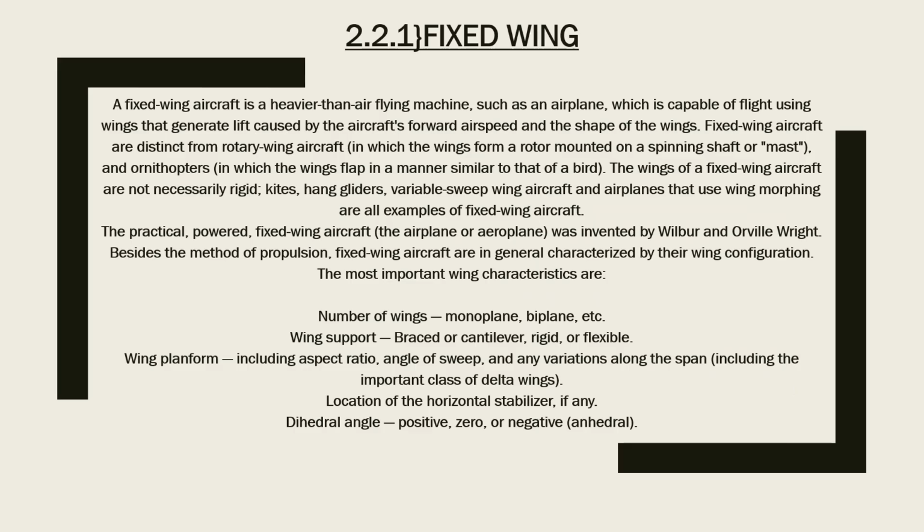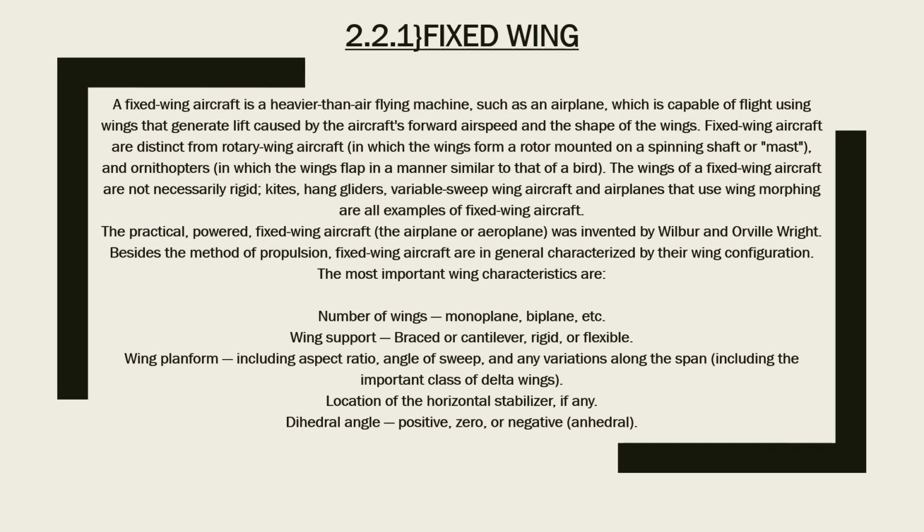Fixed wing. A fixed wing aircraft is a heavier than air flying machine, such as an airplane, which is capable of flight using wings that generate lift caused by the aircraft's forward airspeed and the shape of the wings. Fixed-wing aircraft are distinct from rotary-wing aircraft, in which the wings form a rotor mounted on a spinning shaft or mast, and ornithopters, in which the wings flap in a manner similar to that of a bird. An ornithopter is also known as a flapping wing aircraft.